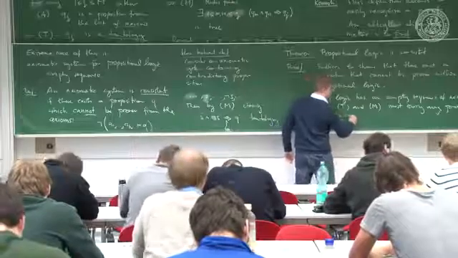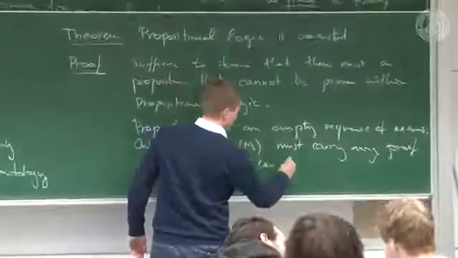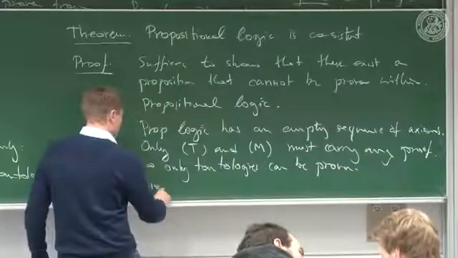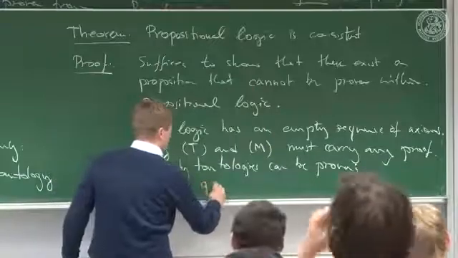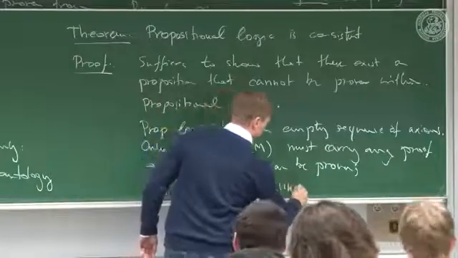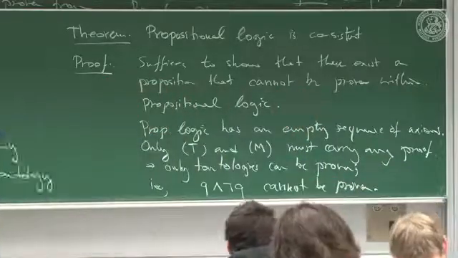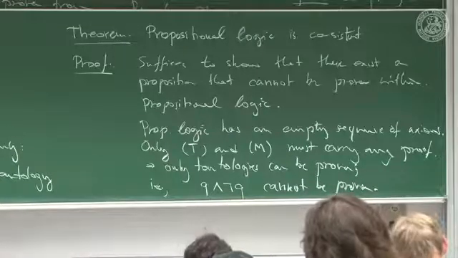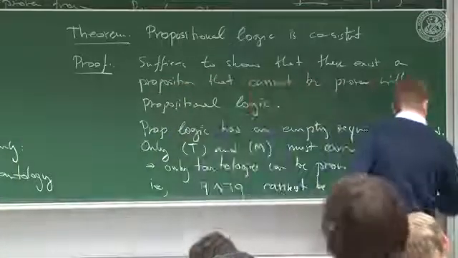Only tautologies can be proven. But that means that Q and not Q cannot be proven, because it's not a tautology. So we constructed a proposition that cannot be proven. And so propositional logic is consistent. I mean, this is really trivial.